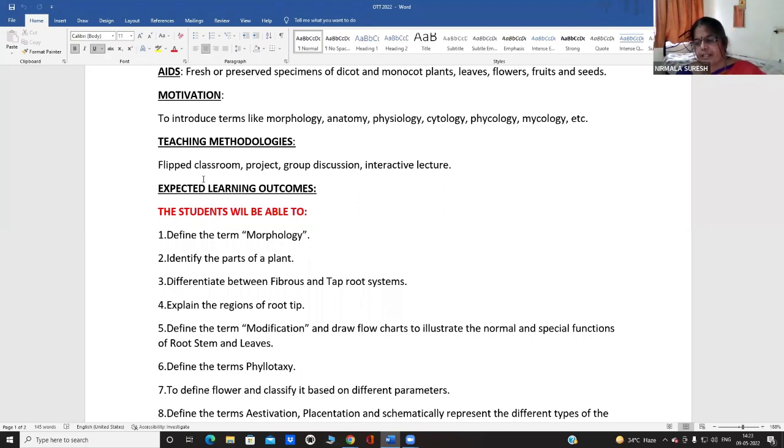Collect some dicot plants. Another team, you give, collect all the food storing leaves, food storing stems, food storing roots. Like this, you give a project work to teams. They will bring the fresh specimens so that we can relate them to the concept. This way we can do group discussion. Divide again, the same 8 teams can sit in the form of groups and they can discuss whatever they brought.